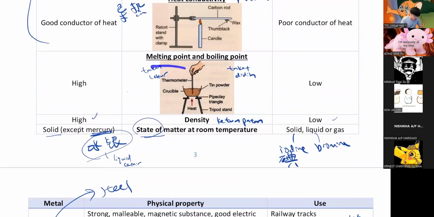And then melting point and boiling point: metals are high. They will melt very slowly, at very high temperature. Non-metals will melt easily. Density: metals are high, non-metals are low. Metals will sink in water. State: metals are all solid besides mercury. Non-metals can be solid, liquid, or gas.